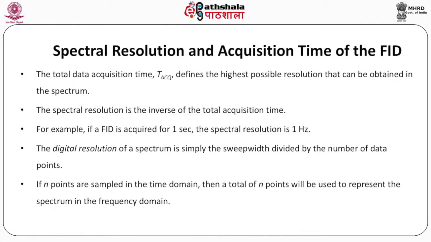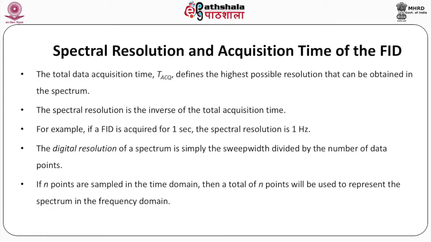The digital resolution of a spectrum is simply the sweep width divided by the number of data points. For a 1D spectrum like proton, we can have a very large number of data points, like 16384 points. Whereas when we are recording a 2D spectrum, then the same proton signal will be recorded for 2048 or so data points.